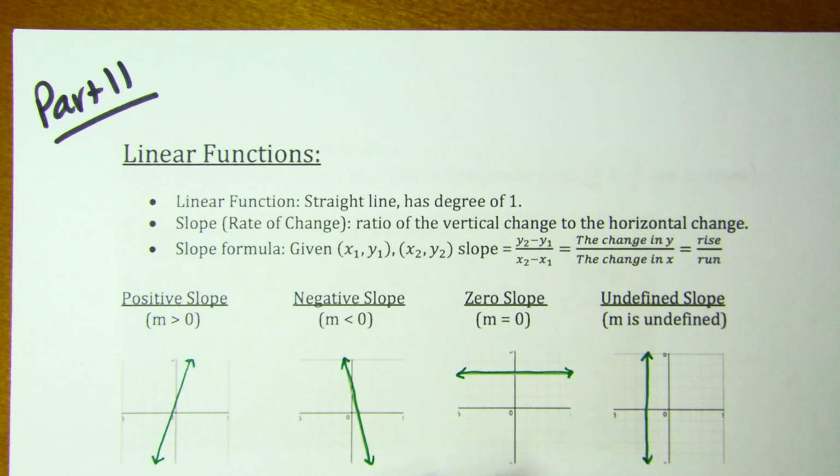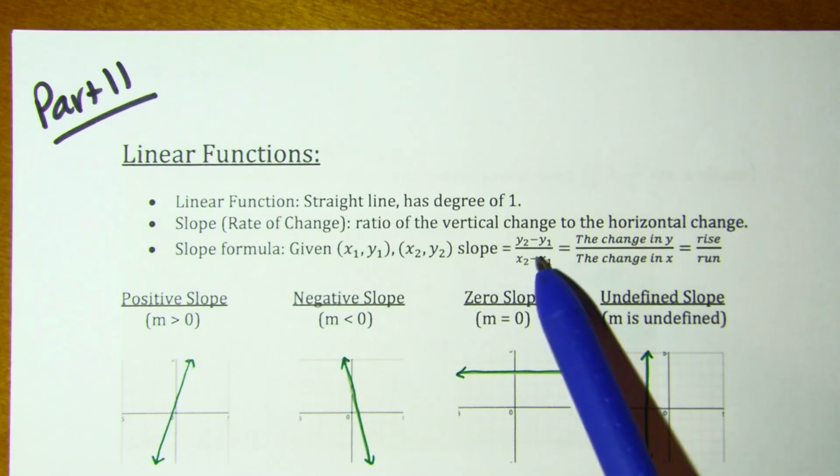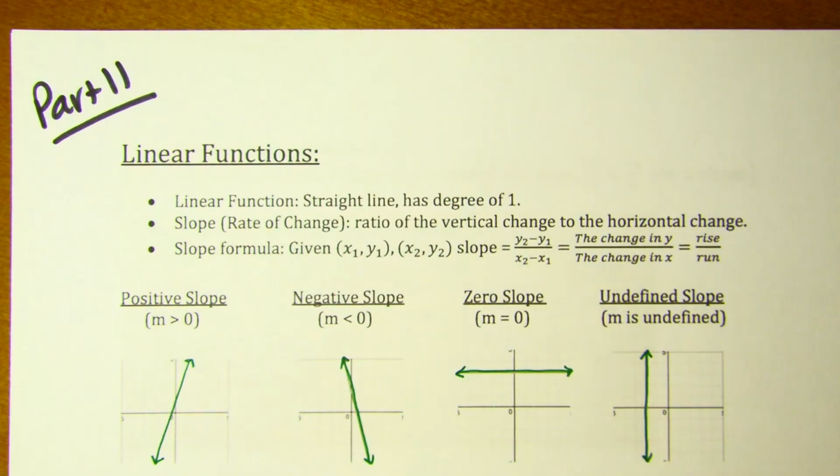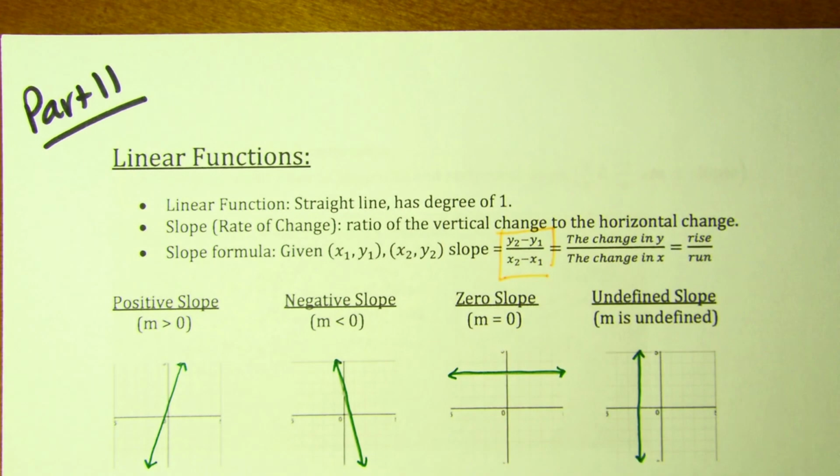So again, slope is just, if we're given 2 points or we're given a line, it's the change in y over the change in x. Sometimes you'll hear this referred to as rise over run. And so this slope formula is what you're going to want to be memorizing and knowing and being able to use.